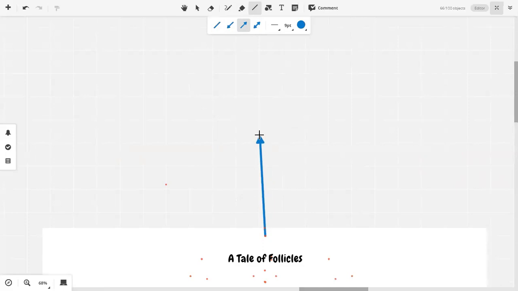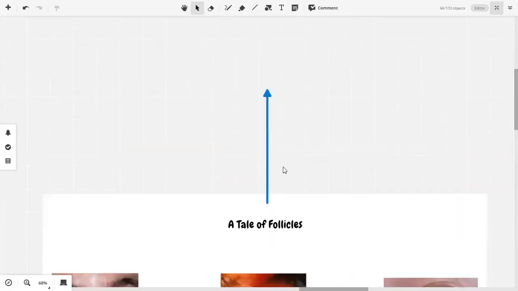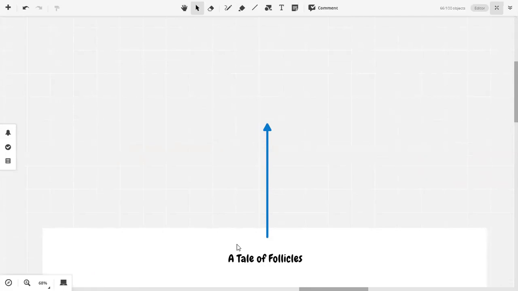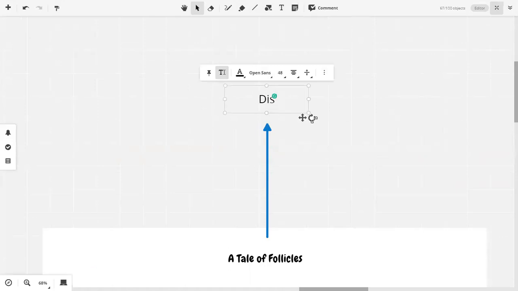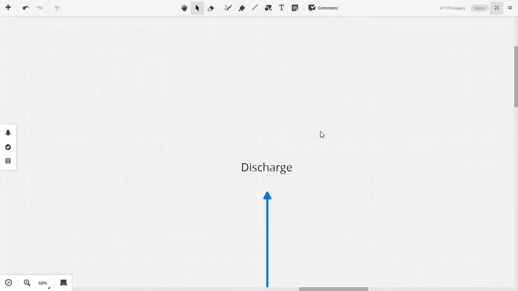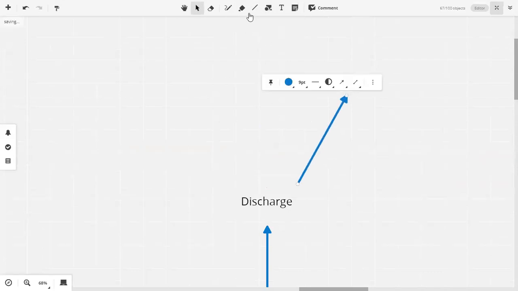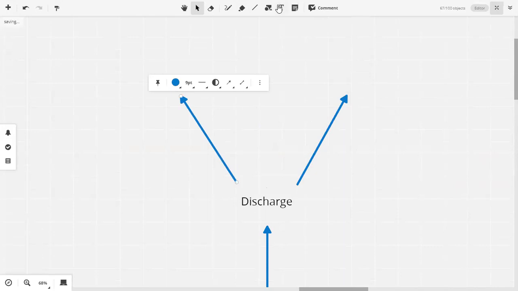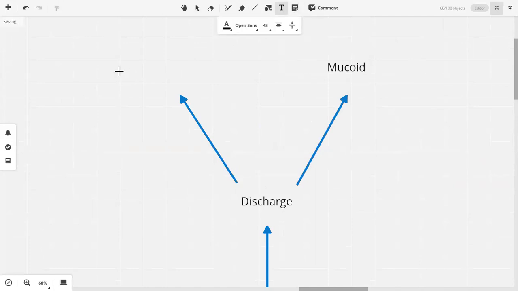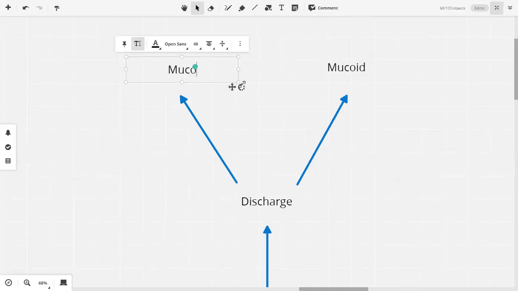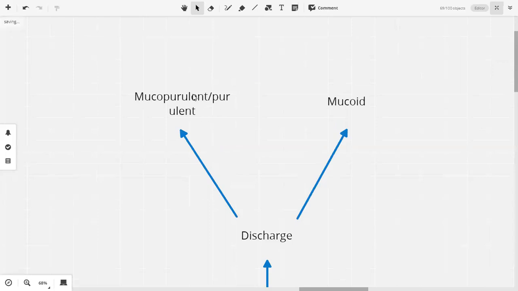So, you have a patient who has follicles. First thing you have to do in the question stem, if you find follicles anywhere, is see the type of discharge. Now, the discharge can either be mucoid, or secondly, it can be mucopurulent or purulent.